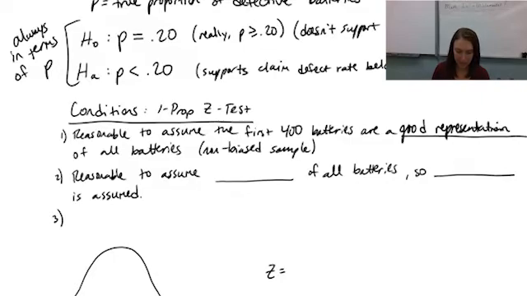Next, we have our independence. So it is reasonable to assume that 400 is less than 10% of all batteries. So independence can be assumed using our 10% rule.